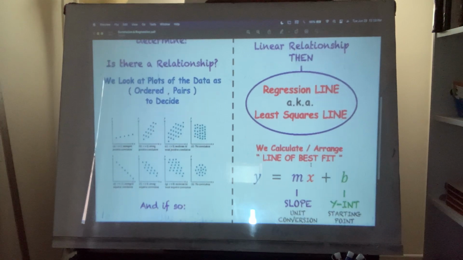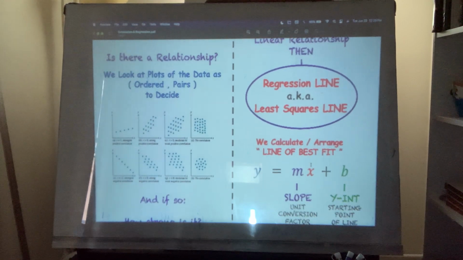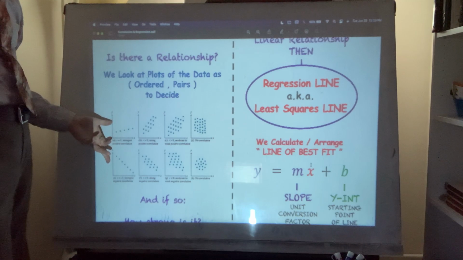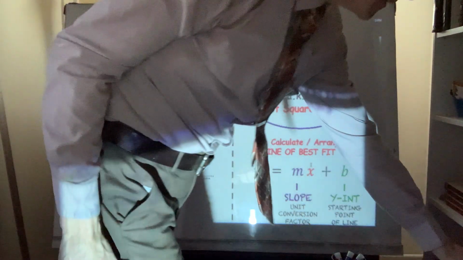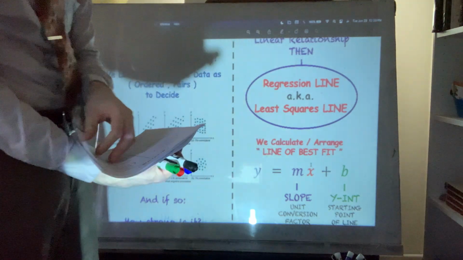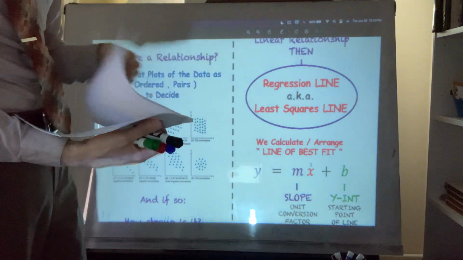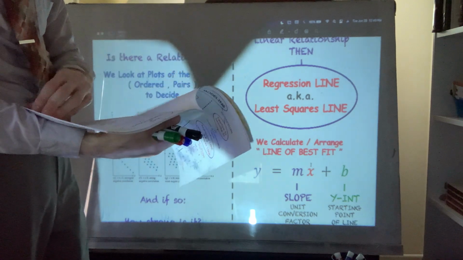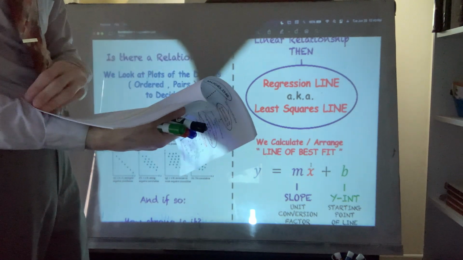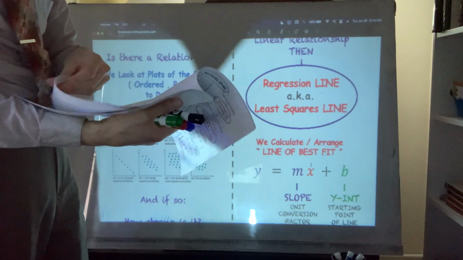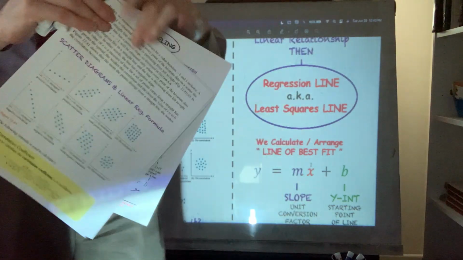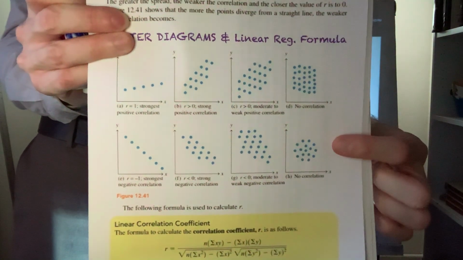And how will we decide that? Well, we look at plots of data. This is a smaller picture of that sheet which you have available in the packet. Again, I really want to encourage you to print that because it's very useful. So basically this page, this is swiped from your textbook, but it summarizes this information.